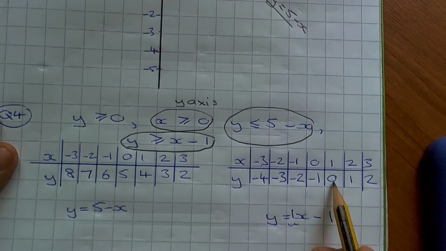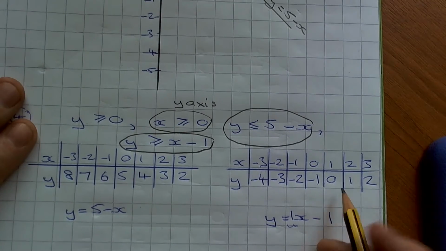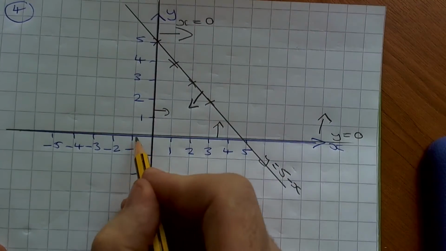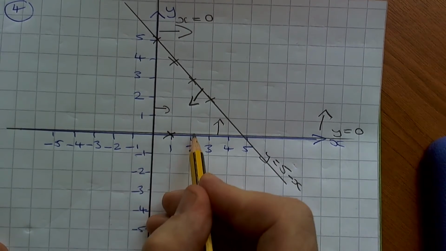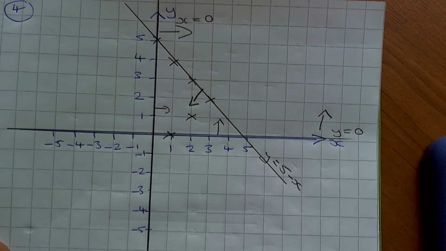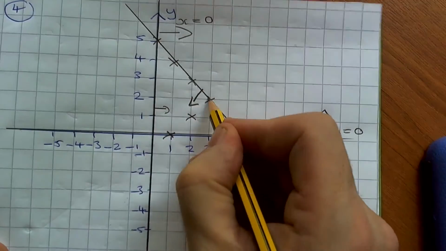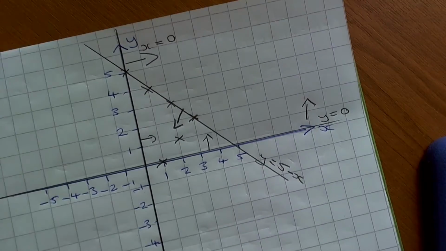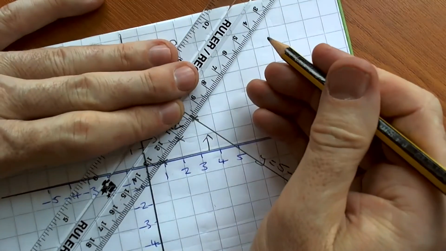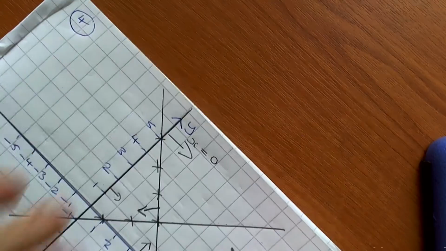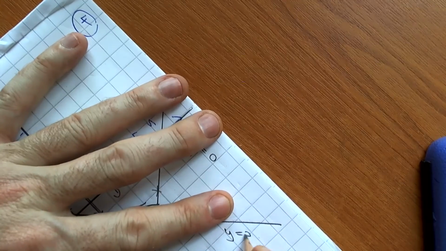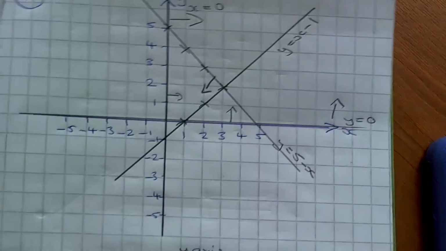When x is 0, y is -1. Sorry, when x is 1, y is 0. So 1, 0, there's one of them. 2, 1, so across 2, up 1, and then 3, 2. It's going to be that point there. Again, we're going to draw a bold line here. It's not a dotted line. And that's the line y equals x minus 1.